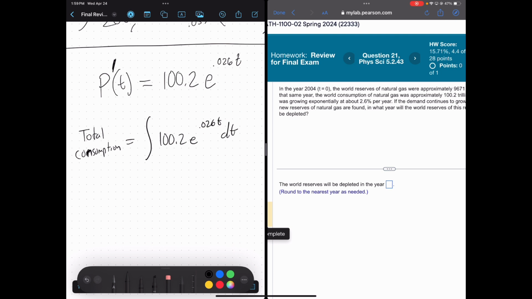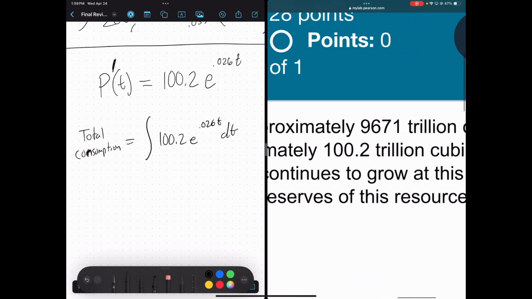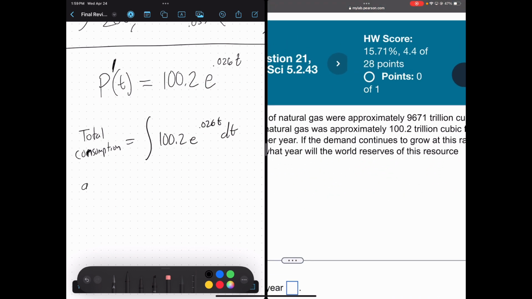Are you thinking like we're letting it happen indefinitely? What do I want my total consumption to be? 100%. Well, what's 100%? It tells you what the current reserves are. So what am I going to set this integral equal to? I'm going to set it equal to 9,671.